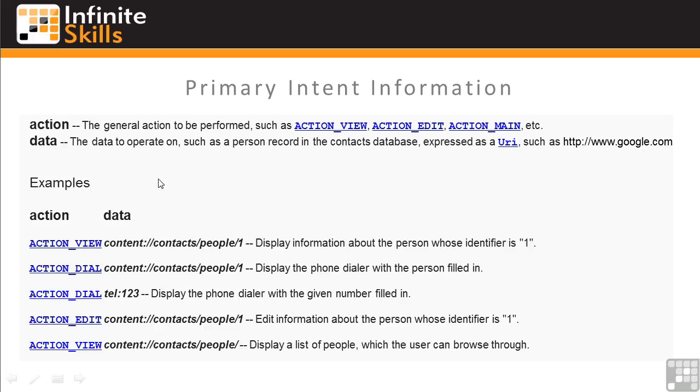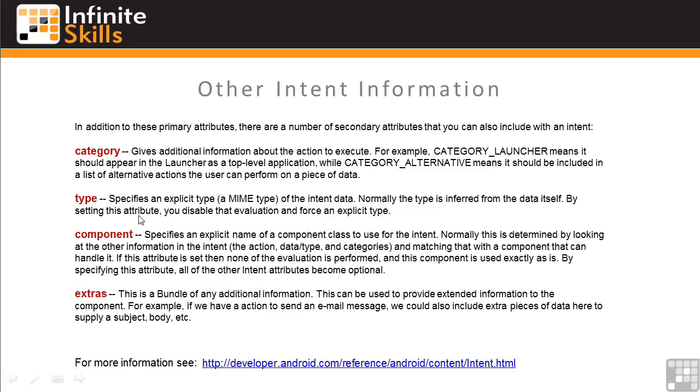A few other examples of action and data pairs are shown in this graphic, such as an action view with a contact information URI, as shown here. And we'll see how this information is used in an example later in this lesson. There's other information that can be included in an intent, as shown in this graphic: category, type, component, and extras. And this information, shown here on this graphic, is taken from the developer's website at the link shown here. We'll explore these intent information types as needed in future lessons. For now, we'll focus on the basics.